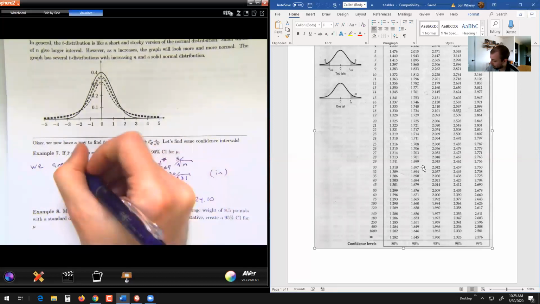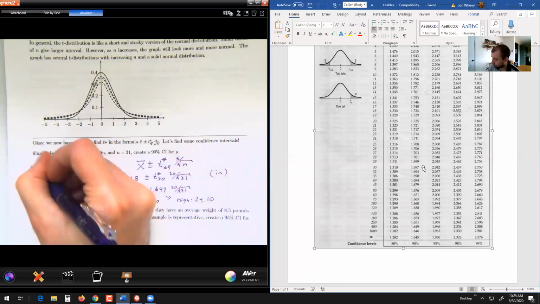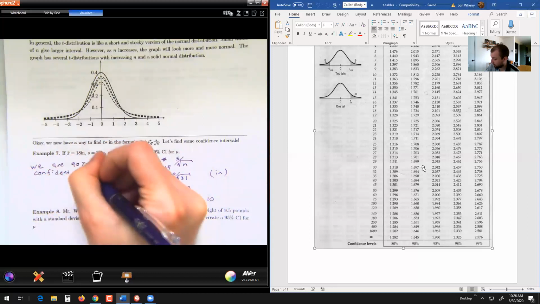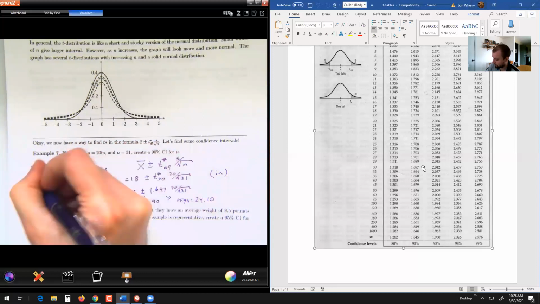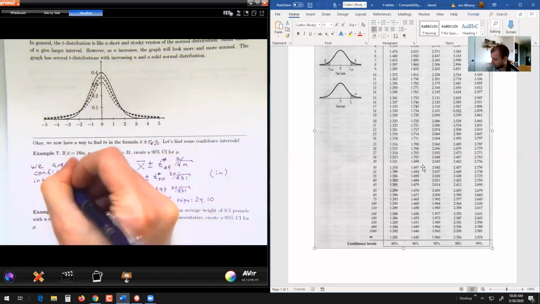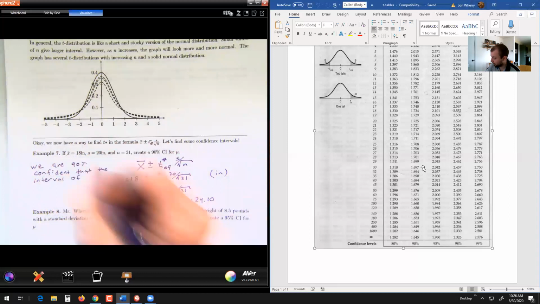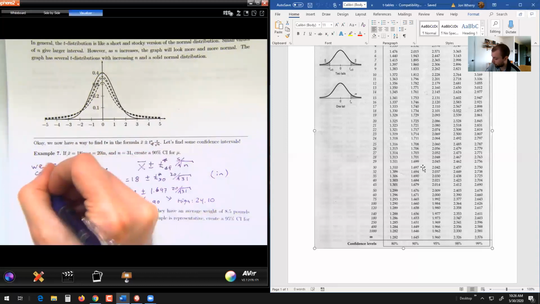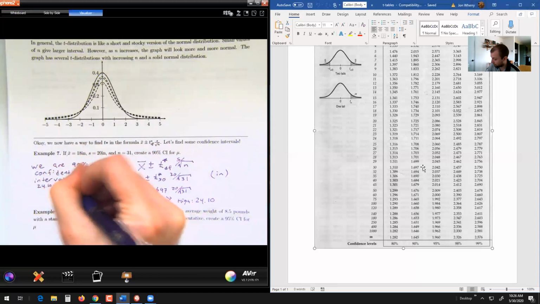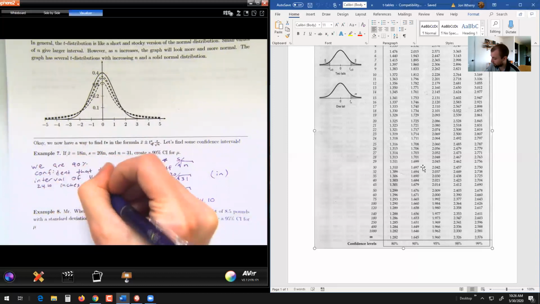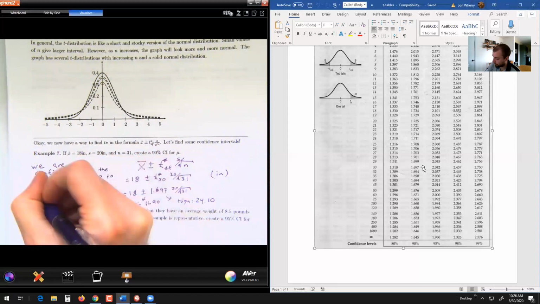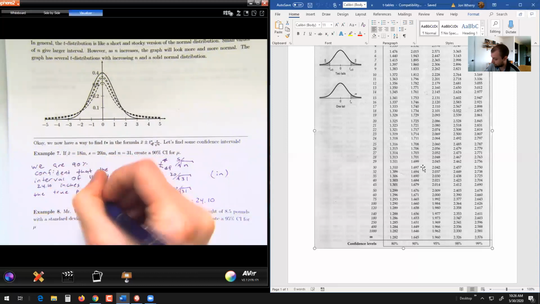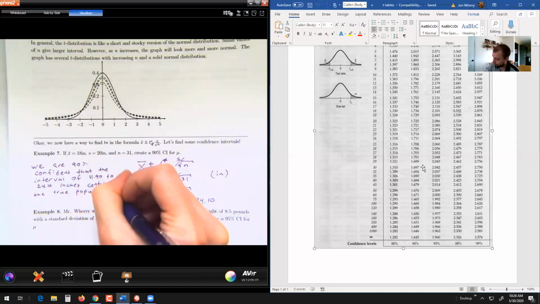So my sentence that would go along with this, we did it together. We are 90% confident that the interval of 11.90 to 24.10 inches contains the true population average.